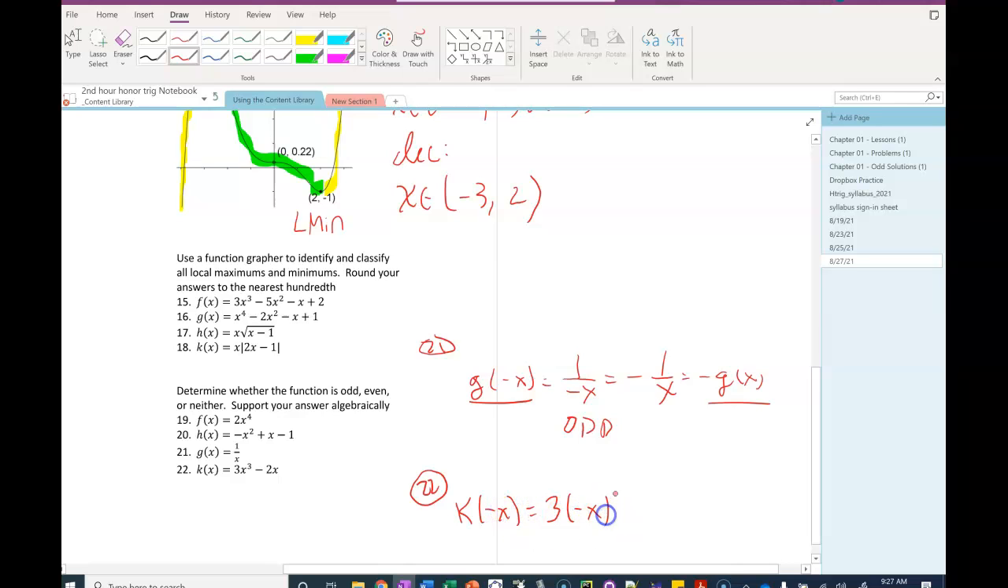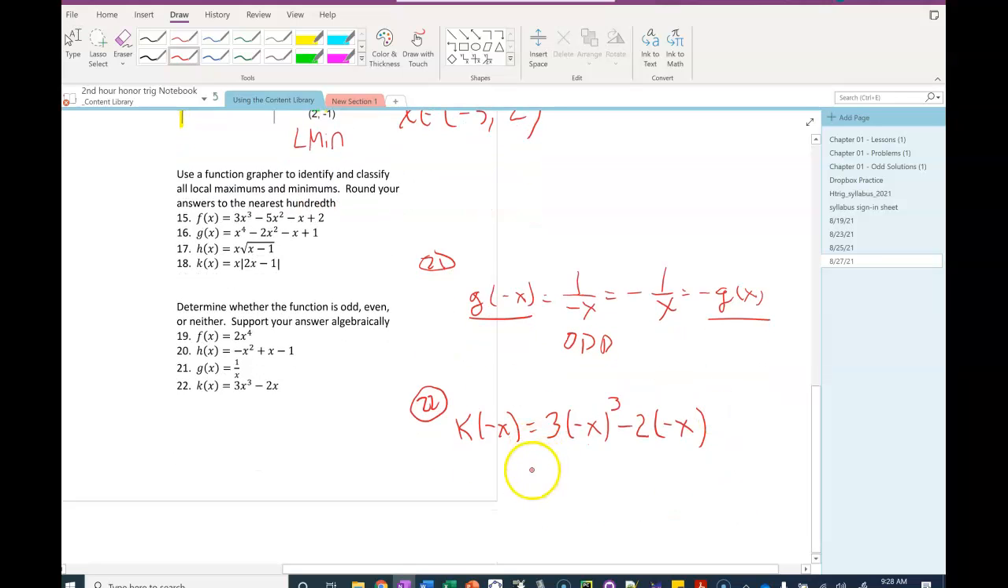So we'll start by doing k of negative x. And I'll input negative x in for x. If I have a negative to the third power, that gives me a negative. And a negative times a negative is a positive. So far, so good. Now, I observe here that this is not the same thing as what I started with. The signs are flipped, right? So it's not even right away. Cool? I mean, we knew that already.